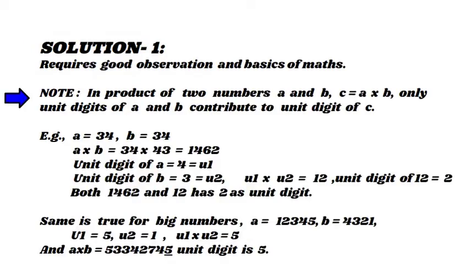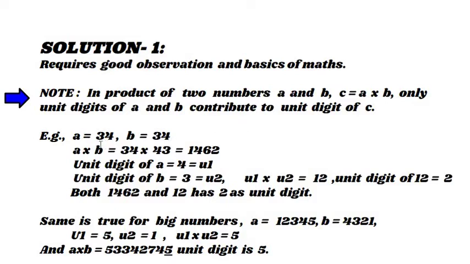Now let's discuss the solution of this question. Believe me, this question is really very good. The basic concept we use in the solution of this question is that in the product of two numbers a and b, that is c is equal to a into b, only the unit digits of a and b contribute to the unit digit of c. Now let's see what that means.